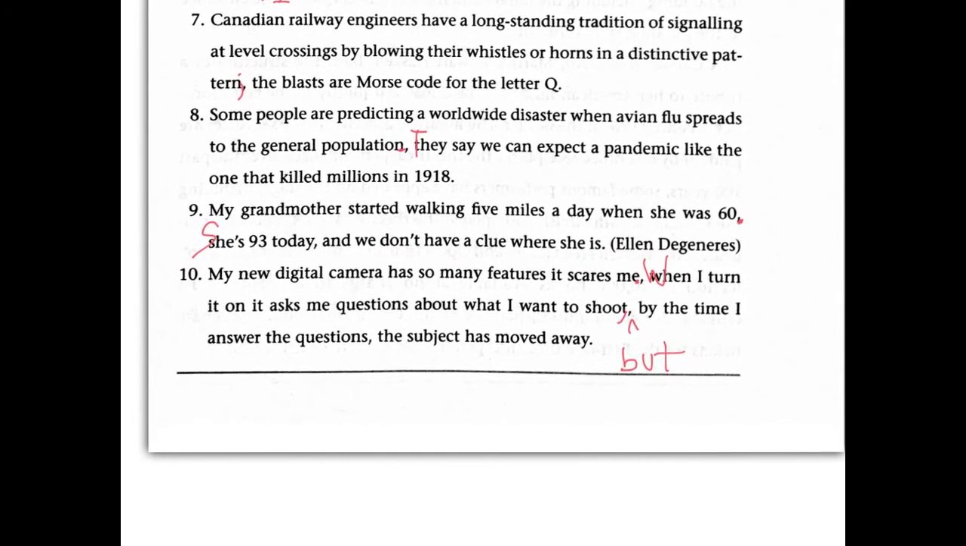Number 7, moving on. Canadian railway engineers have a long-standing tradition of signaling at level crossings by blowing their whistles or horns in a distinctive pattern. Semicolon. The blasts are Morse code for the letter Q. Now, instead of using the semicolon, it would have been grammatically correct to just make it a period and then make "The blasts are Morse code for the letter Q" a sentence. However, because the second independent clause is connected to the first, it should be a semicolon.